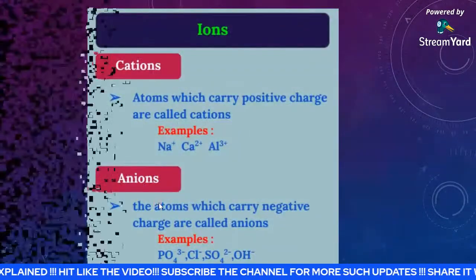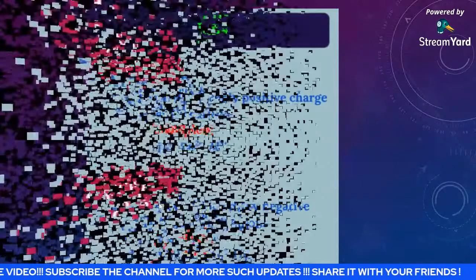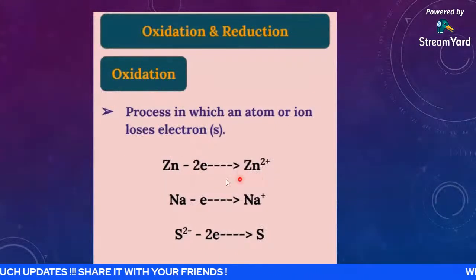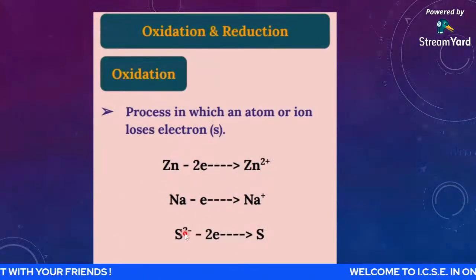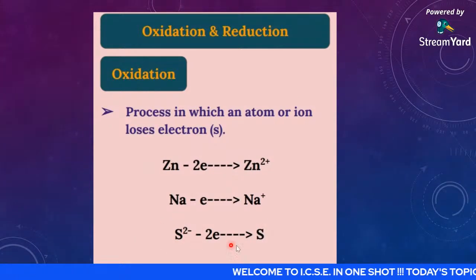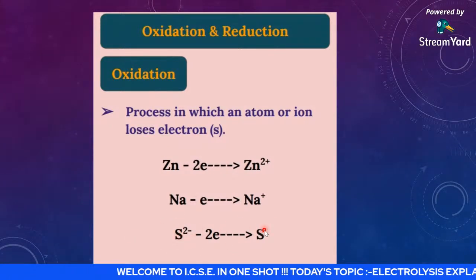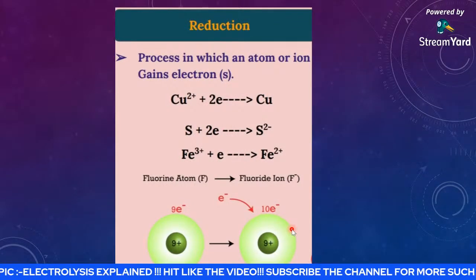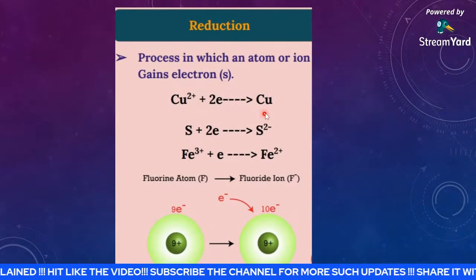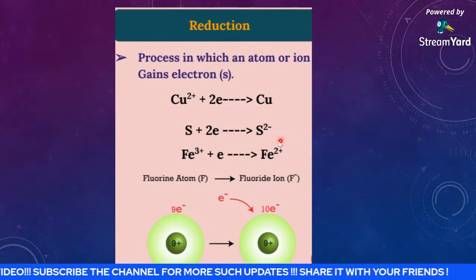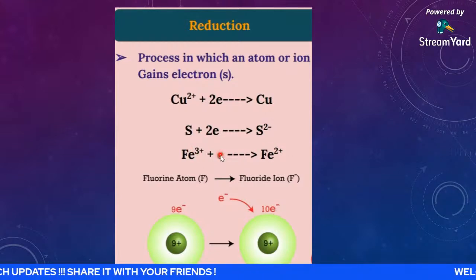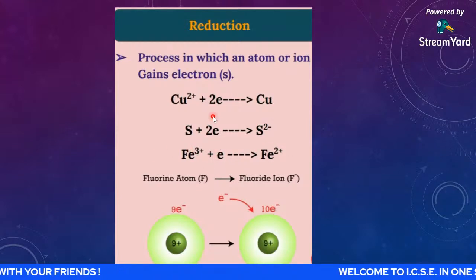Now, oxidation and reduction. Oxidation is the process of removal of electrons, like zinc becoming zinc ion, sodium becoming sodium ion, and sulfide ion becoming sulfur. Those are the examples. Similarly, reduction is the process in which atoms or ions gain electrons. Like a copper ion gains electrons to deposit copper. Similarly, sulfur becomes the sulfide ion once again. The ferric ion becomes ferrous by the addition of one electron. Like this. Okay.